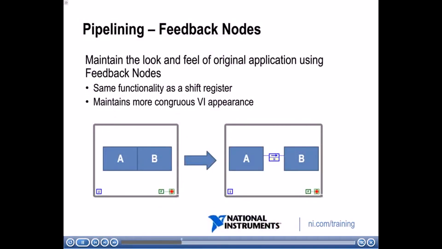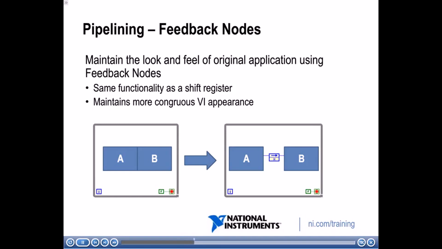In this slide, we're doing the same thing we did on the previous slide, except we're using a feedback node instead. A feedback node has the same functionality as a shift register, but because of the way that it looks, it's able to maintain a more congruous VI appearance. If we take a look at the code on the left, that's our original sequential code. We can keep that same look and feel, but add the pipelining by inserting a feedback node in between.